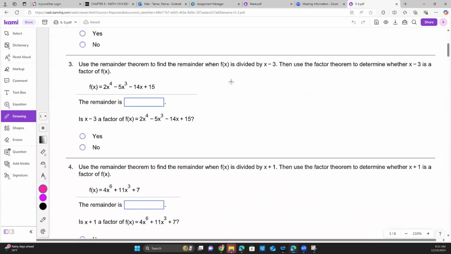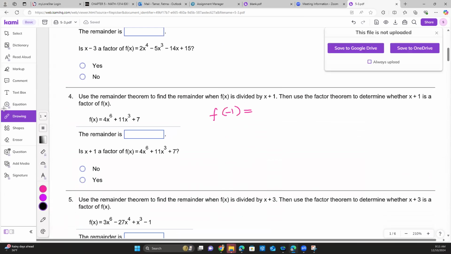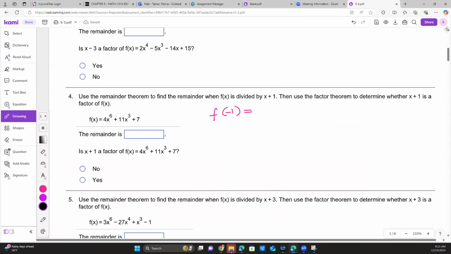For question 4, it's the same type of question, just with a different function, and we want to decide now if x plus 1 is a factor. So to find the remainder, let's find f of negative 1, because when I set x plus 1 to 0, x will be equal to negative 1 this time. So we're just going to go ahead and plug in negative 1 for x.